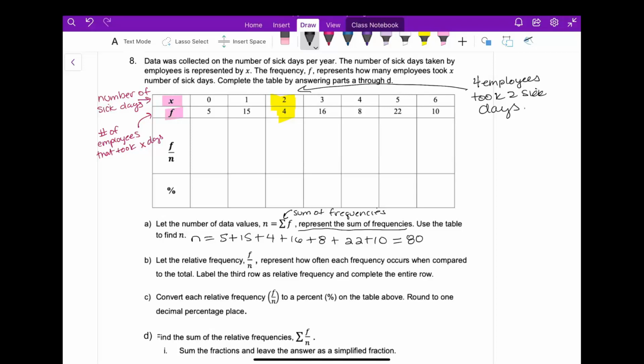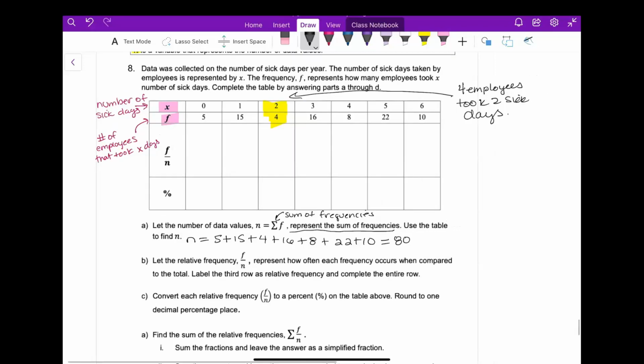Now this doesn't go anywhere on the table. This was asking me to find n because we're about to use it. It says let the relative frequency represent how often each frequency occurs when compared to the total. Label the third row as relative frequency and complete the entire row. So we have a new label for this. This is called our relative frequency. And we are going to complete the entire row.